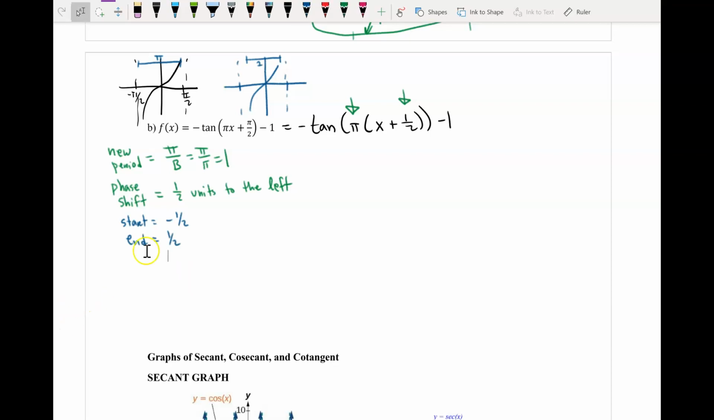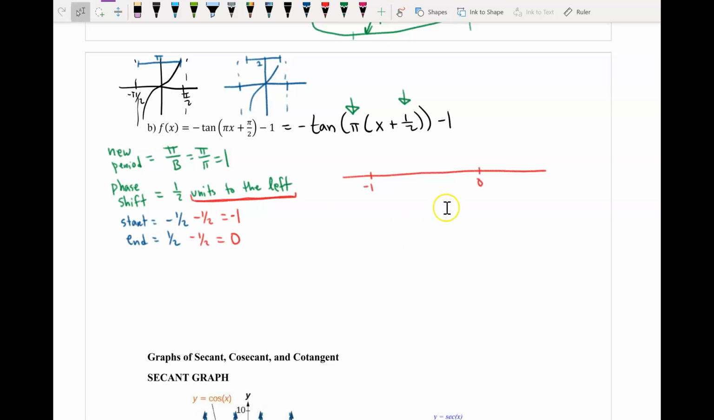All right, and now what I have to do is use a phase shift. So I'm going to move everything over 1/2 units to the left. That means I'm subtracting the 1/2. So I'm going to subtract 1/2 from this guy and subtract 1/2 from this guy. This one is corresponding with the phase shift. So this is going to be a negative 1, and this is just going to be 0. So the asymptotes are going to be starting at negative 1 all the way to 0. So let's go ahead and graph that. It's going to start at negative 1, and it's going to end at 0.